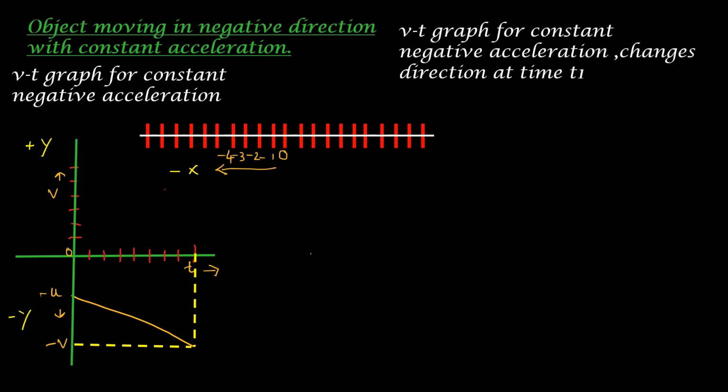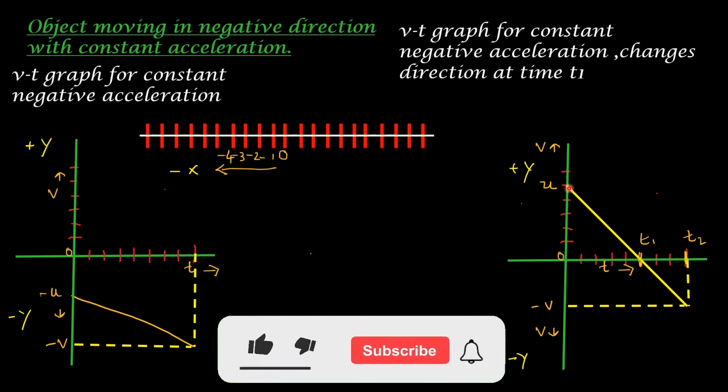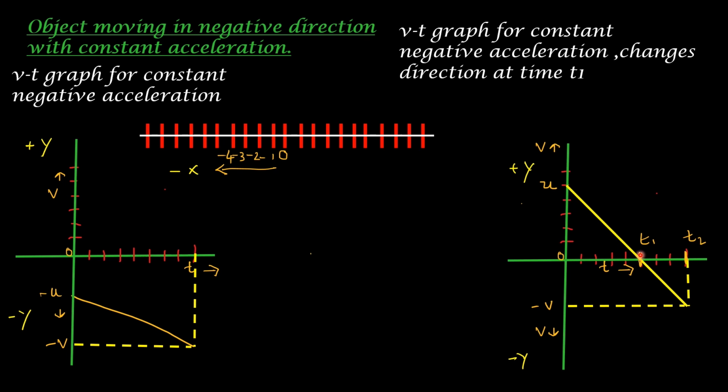Finally, we will see the velocity time graph for an object moving in the positive direction with negative acceleration and changes its direction at time t1. Motion in the positive direction up to t1 is shown in the positive y-axis, and thereafter, that is from t1 to t2, it is shown in the negative y-axis. Initial velocity is u and it moves initially in the positive direction, that is up to time t1. After it changes its direction up to t2, and the final velocity is negative v.